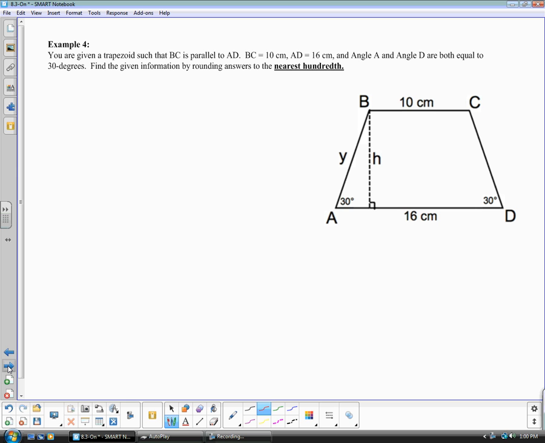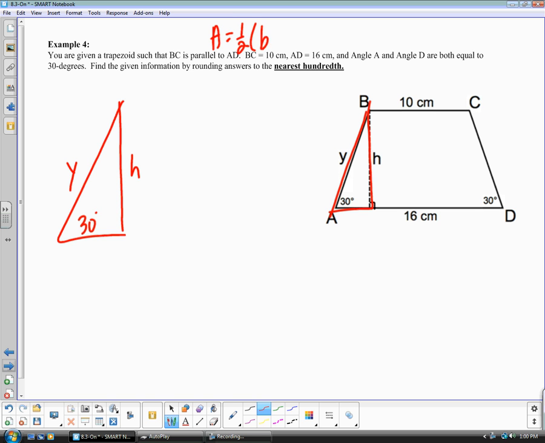This is a trapezoid. The only thing that really matters in the trapezoid is this triangle that is highlighted. Let's just redraw that really quick. We're going to have 30 degrees, we're going to have y and h. We need to figure those out in order to find the area of a trapezoid. If you recall the area of a trapezoid, we're going to take half of your two bases, add it together, and then multiply it by the height.